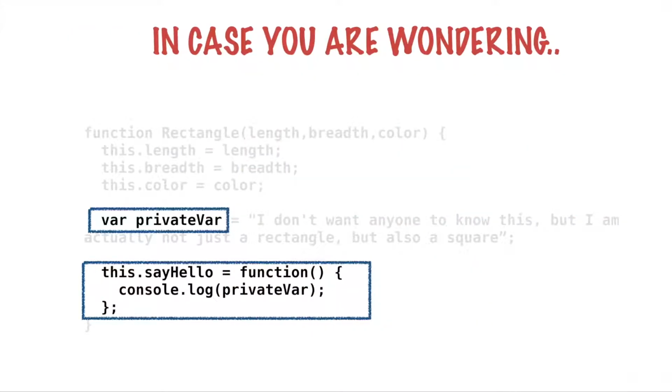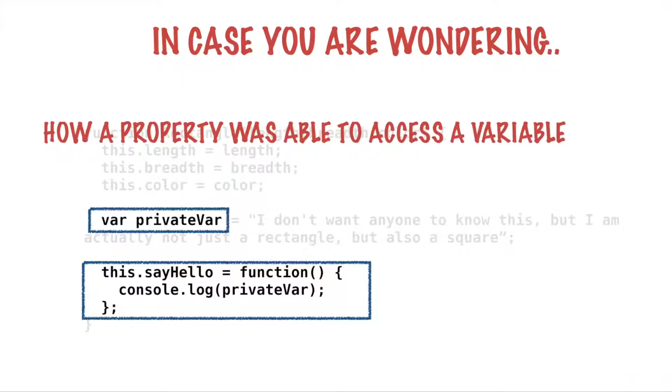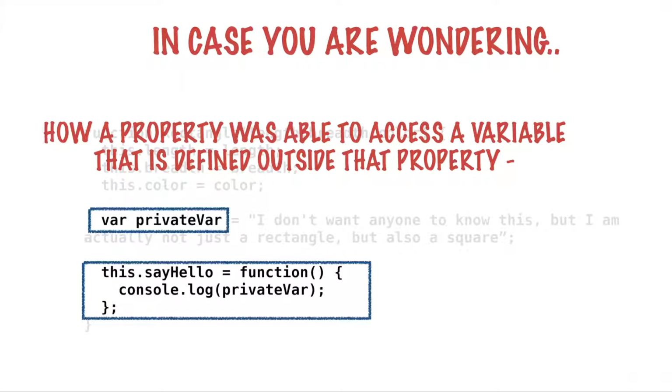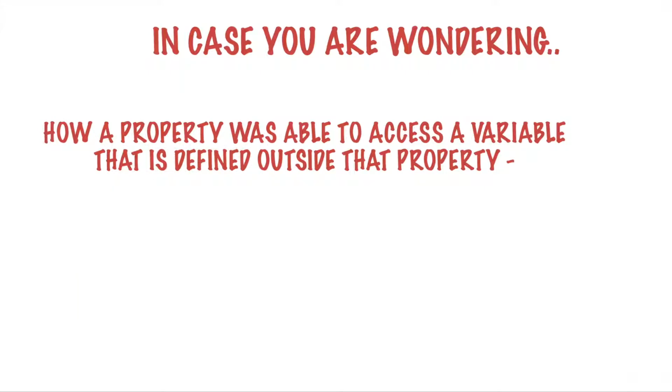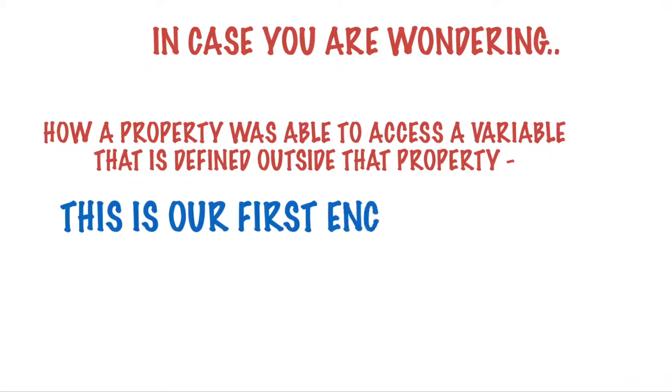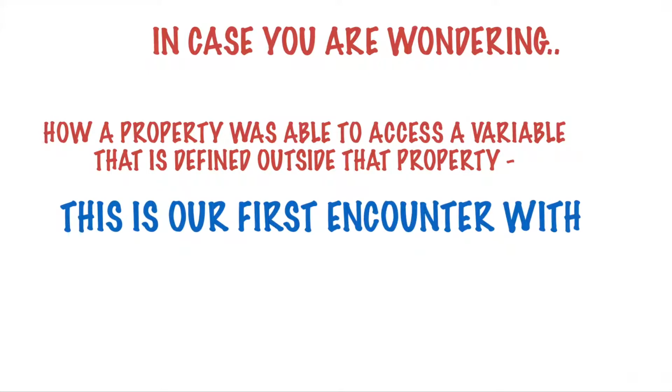A very good question to ask right now would be, how was a property able to access a variable that is defined outside that property? So we have the sayHello property. It's a function, and within the function body, it's able to access the private var variable which is defined outside that function body. How did that happen?